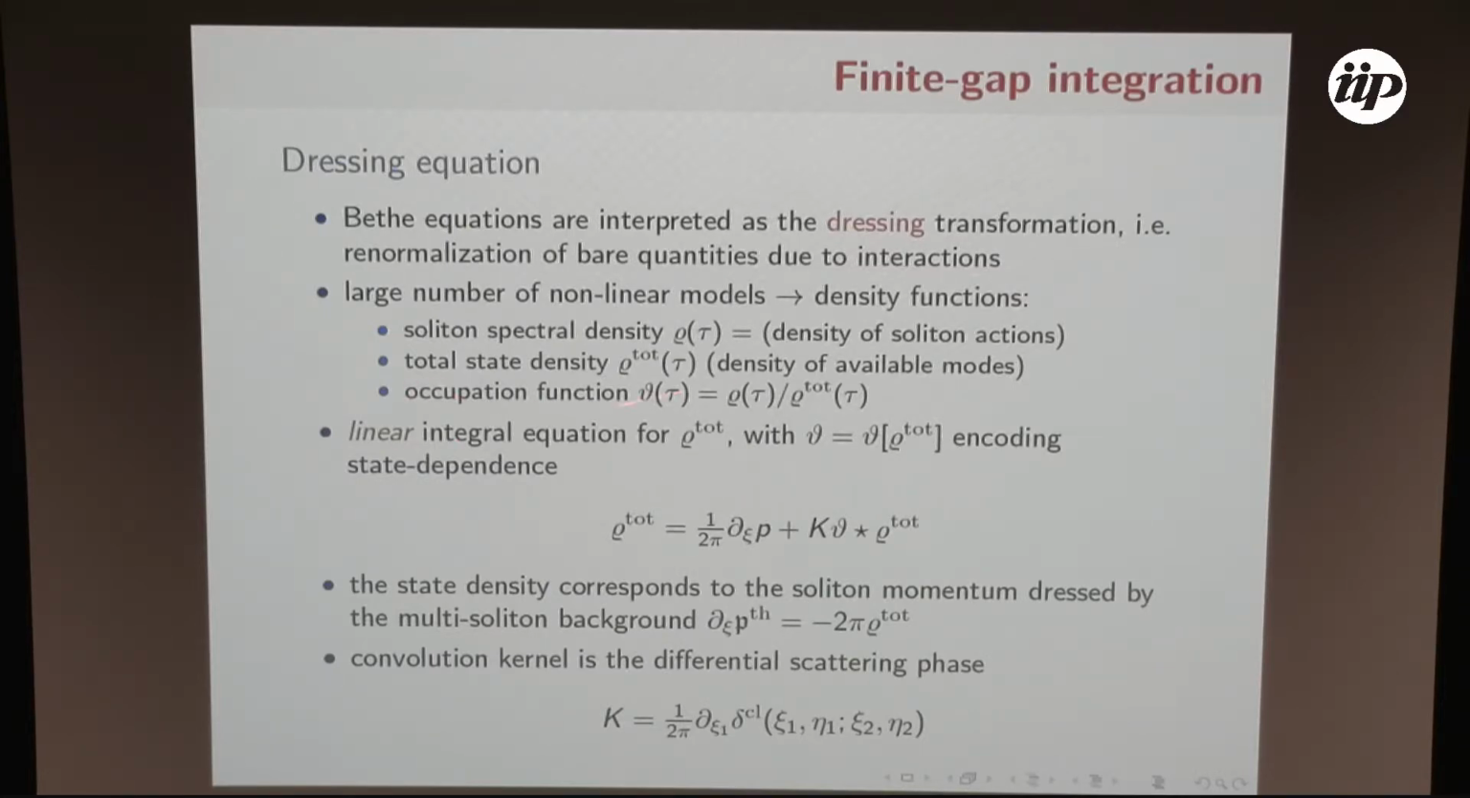And you can also define the occupation function, which is the ratio of the two. Those who are familiar with the thermodynamic Bethe ansatz will recognize this is the philosophy of Yang and Yang, which is known for 50 years or so. What you get then is a linear integral equation for the total state density, expressed in terms of the mode occupation function. This mode occupation function is where the state dependence enters. When we define an equilibrium state, it amounts to giving a particular mode distribution function. You plug it here, we have the total density, and then everything else is determined.